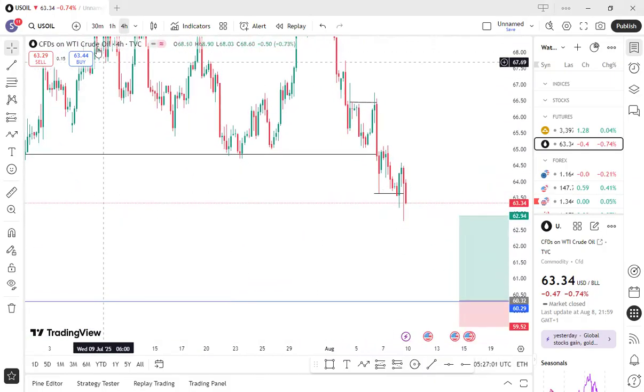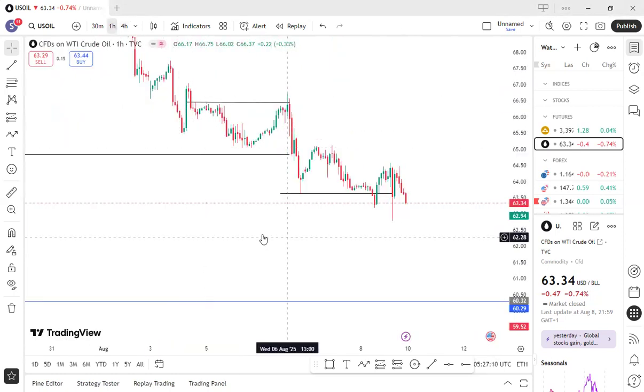So I'm currently on the 4 hours time frame. If I go down to the lower time frame, which is my 1 hour time frame, this is currently on the 1 hour time frame.